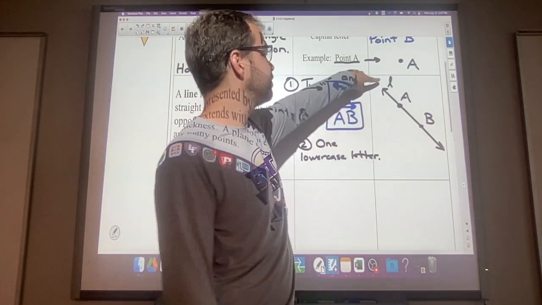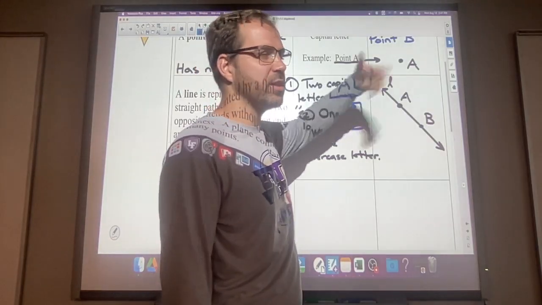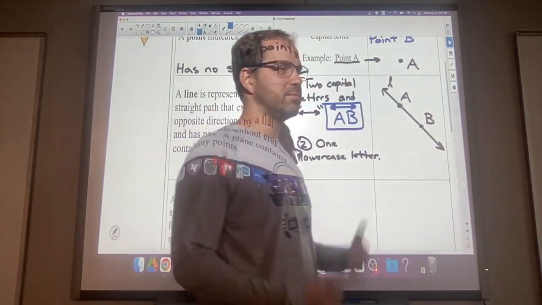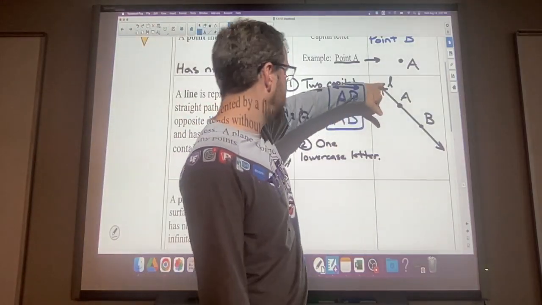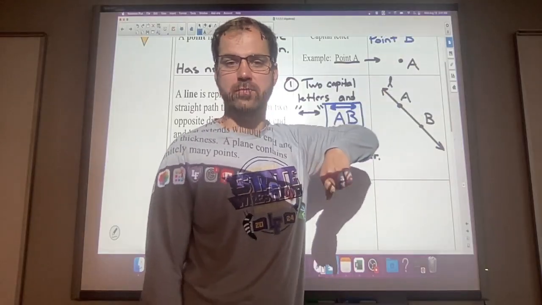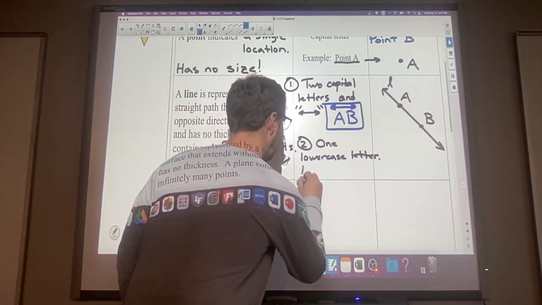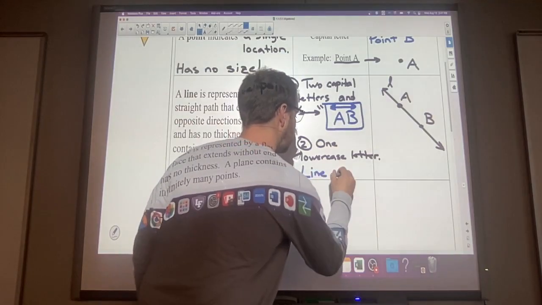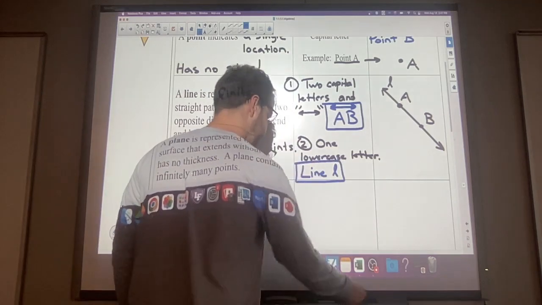It's cursive. It's a cursive L. I say that because they're going to use some cursive letters. It's still lowercase, just so it doesn't throw you off. So if we use this, we have to say line and then the lowercase letter. If we're going to describe it this way, we would say line L, just like that.